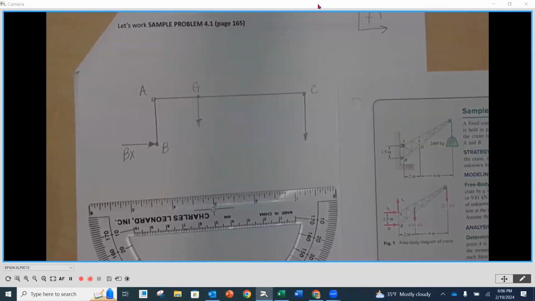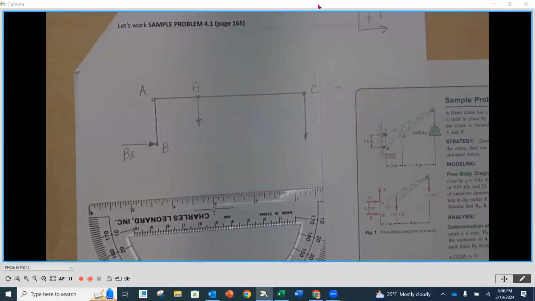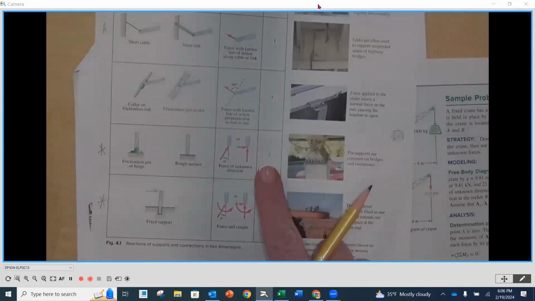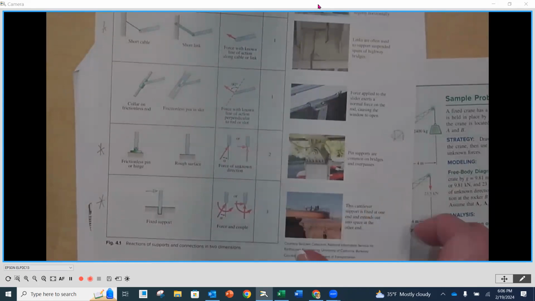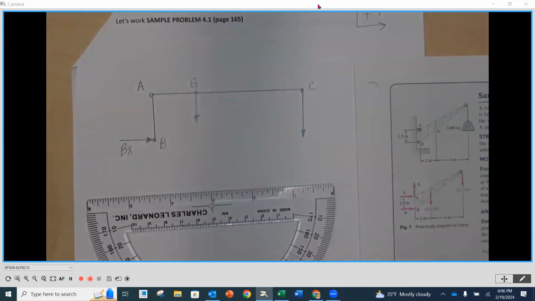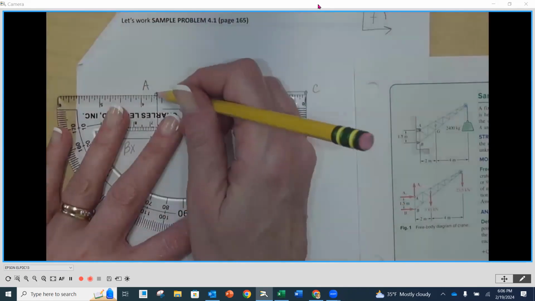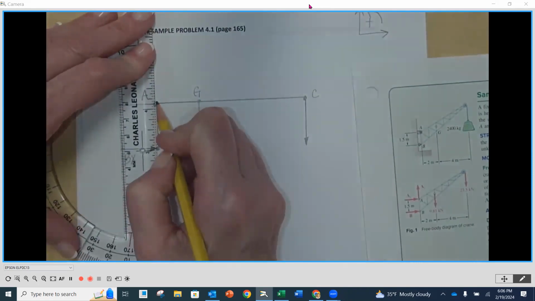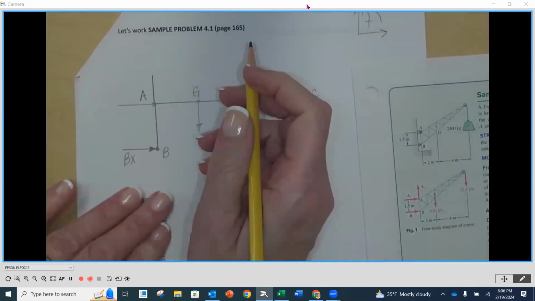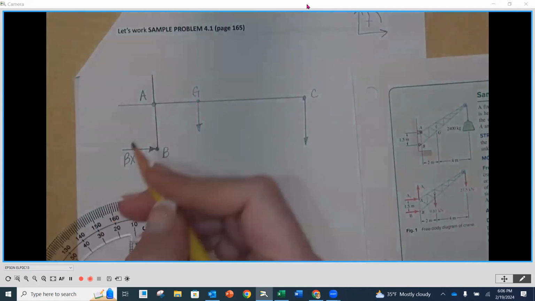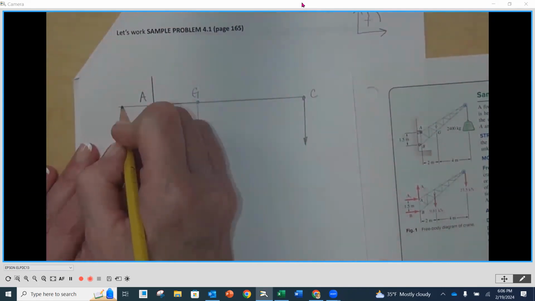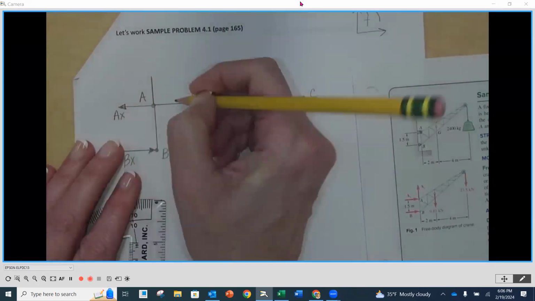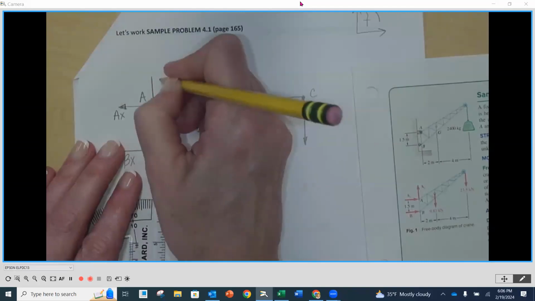Now, A is a pin. So if we go back to page 160, there's two reactions and it's going to be in the X and Y direction. So I'm simply going to draw a horizontal and a vertical line here at A. Now, I'm not going to even talk this one through. I'm going to assume a direction. We're going to assume a direction of to the left for AX, and we're going to assume a direction of down for the AY.